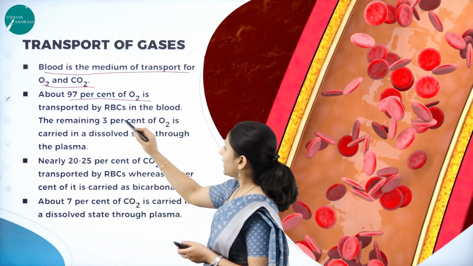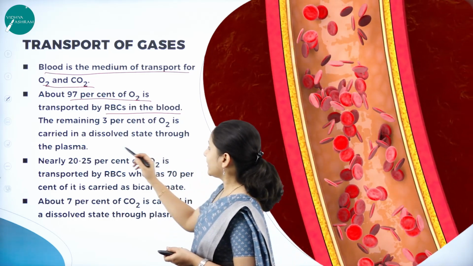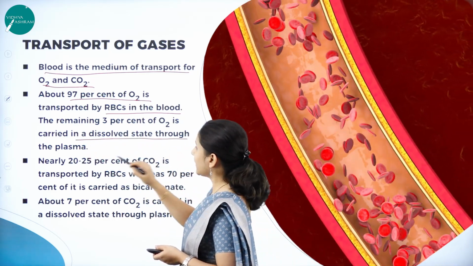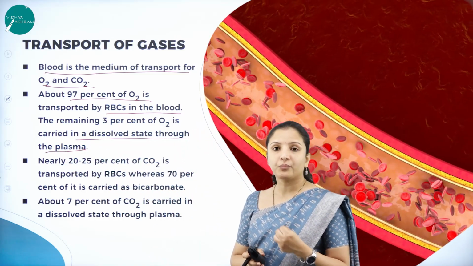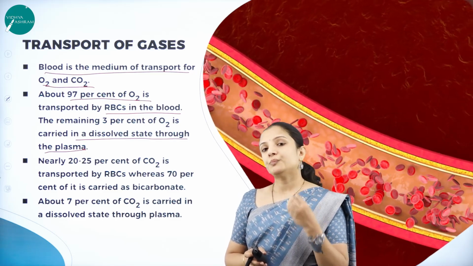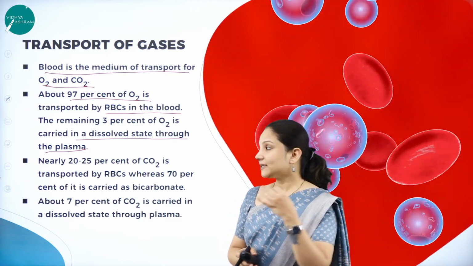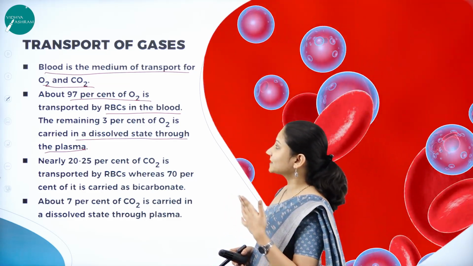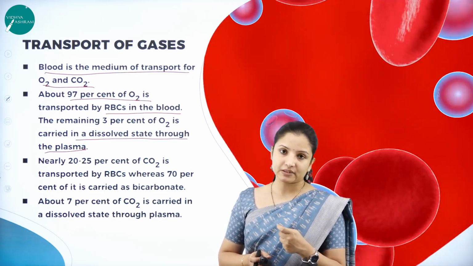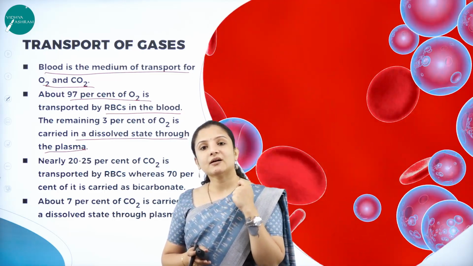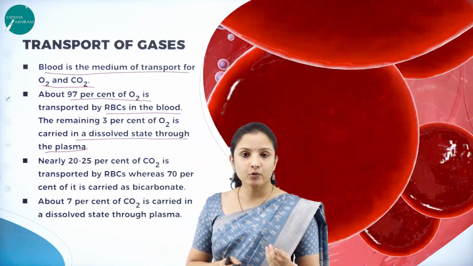So blood is the medium for transport of oxygen and carbon dioxide, and about 97% of oxygen is transported by the red blood cells in the blood. The remaining 3% oxygen is carried in a dissolved state through the plasma. Plasma is the colorless fluid component that is present in the blood. So plasma carries only 3% of oxygen, whereas 97% is transported by the RBC.